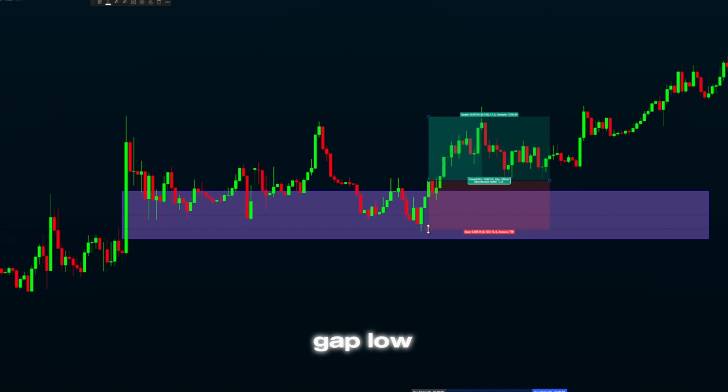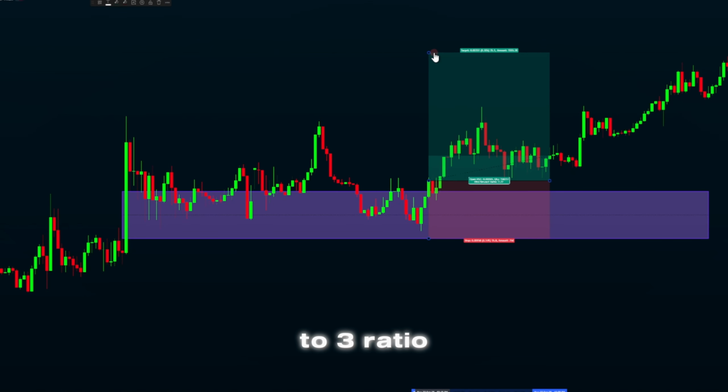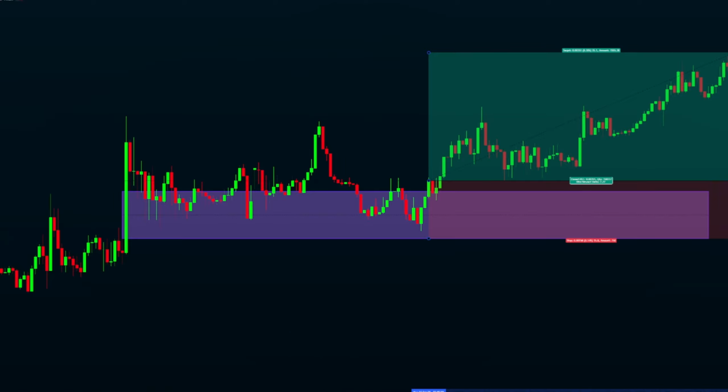Stop below the gap low, 15 points, 0.4% risk. Target the full gap projected plus the prior swing, a 1:3 ratio. Exit half at 1, trail the rest on new highs. Pro mistake: entering full fills. Shallow mitigation only, or it's exhaustion.